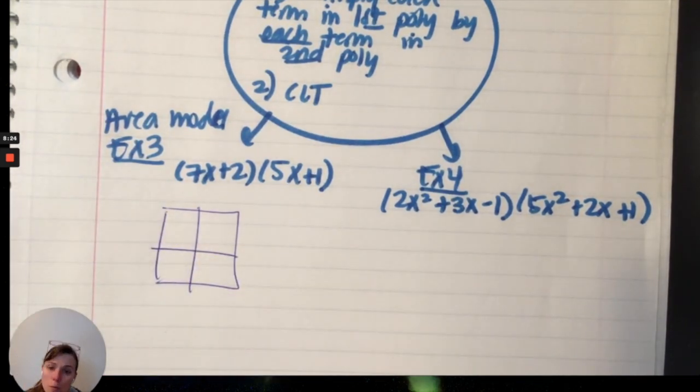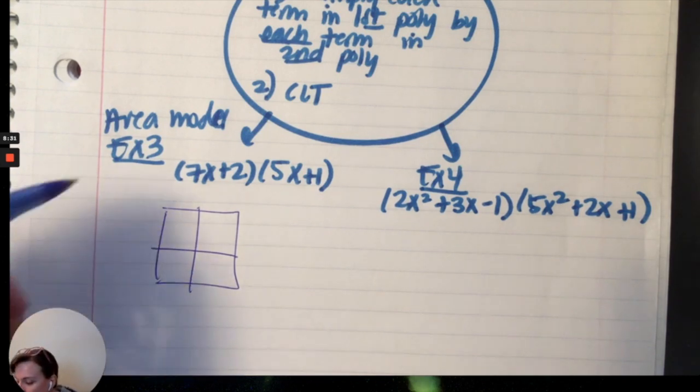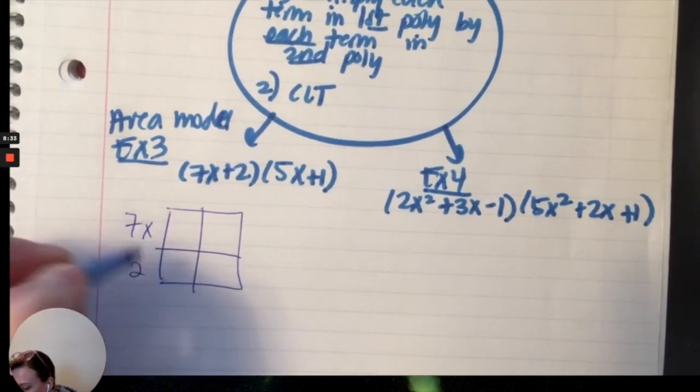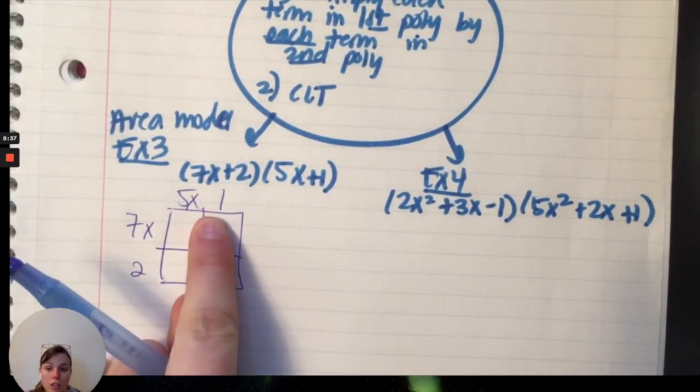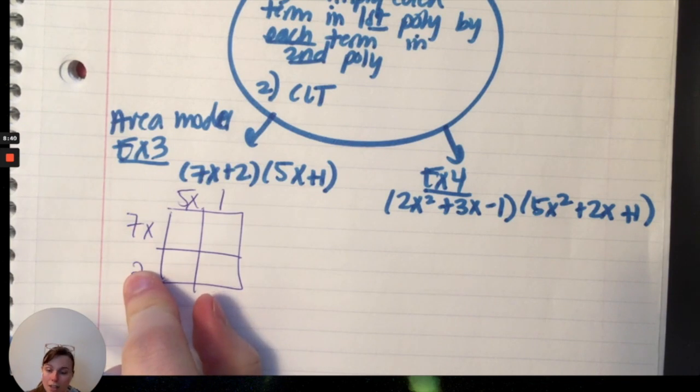And you're going to see a lot more of the area model being helpful later with a 2 by 2. All right, so getting familiar with at least the 2 by 2 will be really nice. So this will be 7x and 2, 5x and 1. You could switch the sides. The 7x and the 2 could be on the top, and the 5x and the 1 could be on the left-hand side. Does not matter.